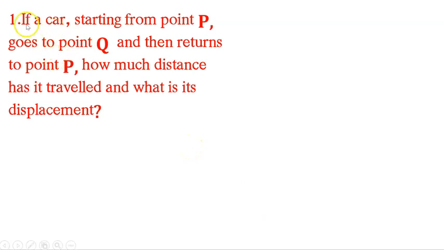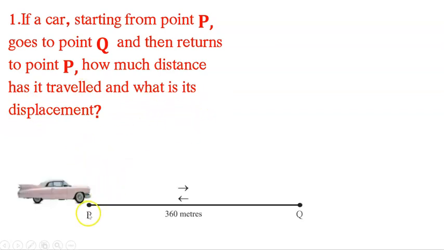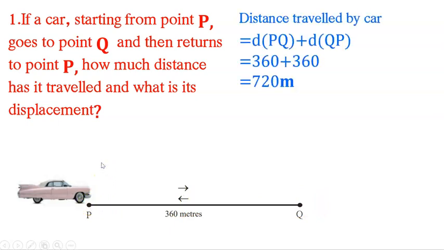Now the next example: if a car starting from point P goes to point Q and then returns to point P, how much distance has it traveled and what is its displacement? Now see this figure. The car starts from point P to Q and then it returns again to point P. Here the distance traveled by the car is first the distance PQ, then the distance QP.